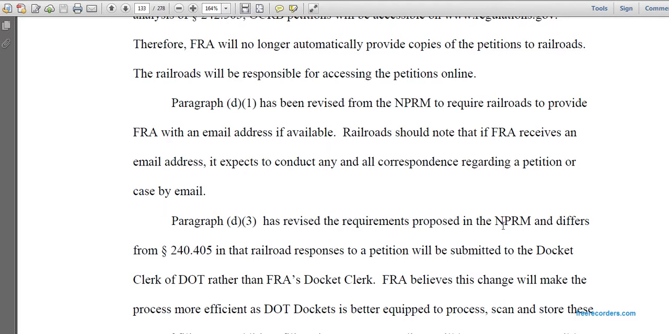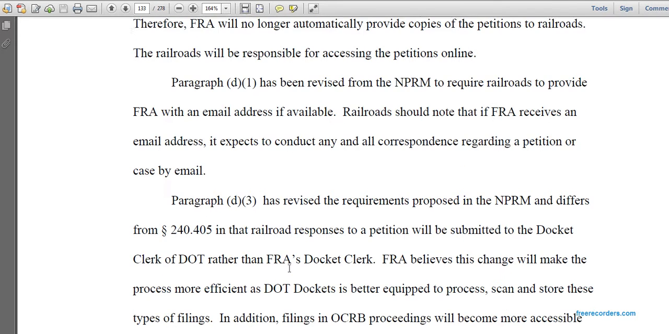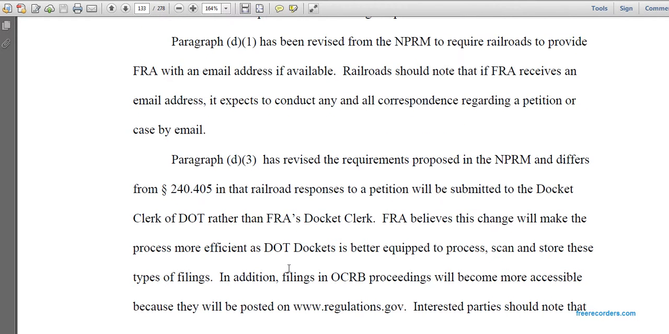Paragraph D3 has been revised. The requirements proposed by the notice of proposed rulemaking differ from section 240.405. The railroad response to a petition would be submitted to the docket clerk of the Department of Transportation rather than the FRA docket clerk. The FRA believes the change will be more proficient and efficient, as the Department of Transportation dockets are better equipped to process, scan, and store these types of filings.